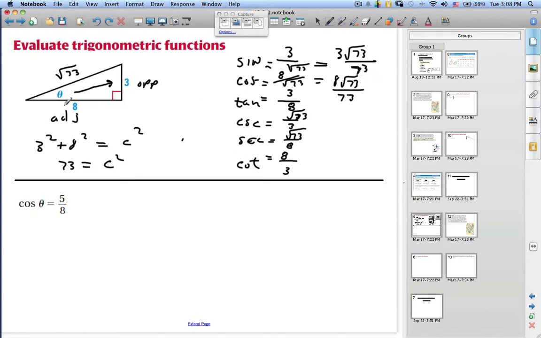So they might show me a triangle like this with parts, and they might tell me this information. They've given me the cosine. That means that 5 is the side adjacent, and 8 is the hypotenuse.